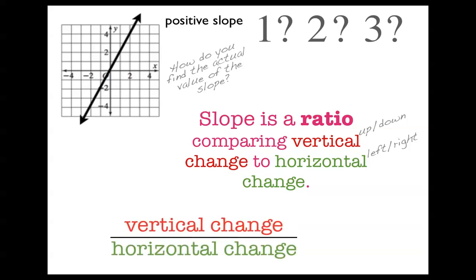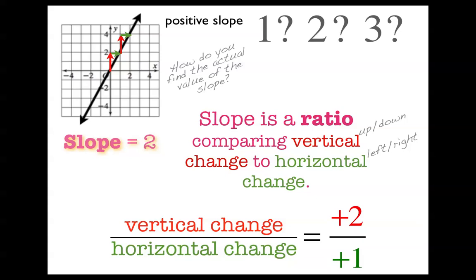And if you need to pause the video and jot that down as a little reminder to yourself, do that. And then let's take a look at how we would find the vertical change of this line and how we would find the horizontal change of this line. Well, we're just going to pick a spot and notice that this line goes up 2 spots and over 1 spot, and then up 2 spots and over 1. So the vertical change is 2 and the horizontal change is 1, and therefore the slope of this line is 2 over 1, which reduces to 2.